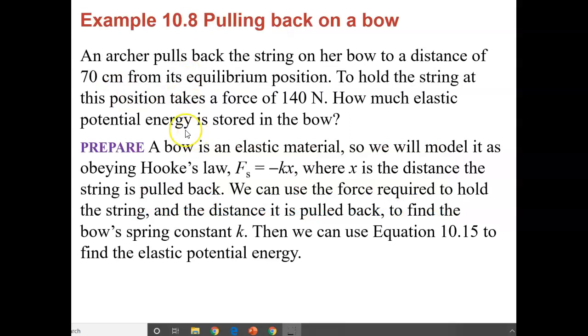All right, so we're going to look at this for a second, for this practice problem. The archer pulls back the string on her bow a distance of 70 centimeters from the resting position. To hold it there, it takes a force of 140 newtons. How much elastic potential energy is stored in the bow? So the bow has an elastic material, so we're going to use Hooke's law to figure out the force. We can use the force required to hold the string and the distance it's pulled back to find the spring constant. Then you can use that to figure out the elastic potential energy.